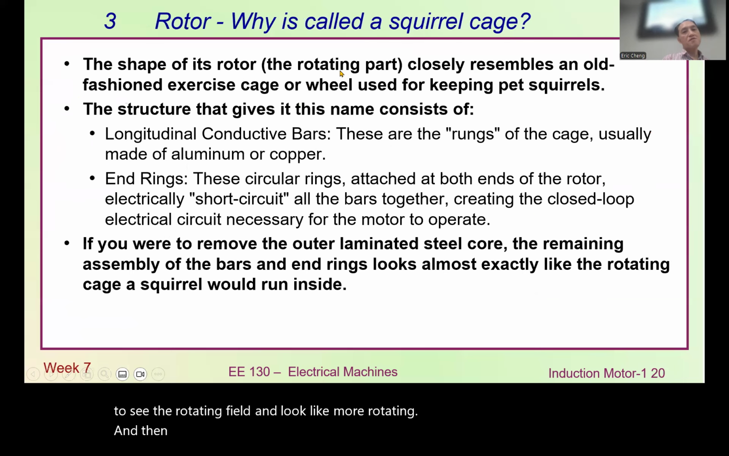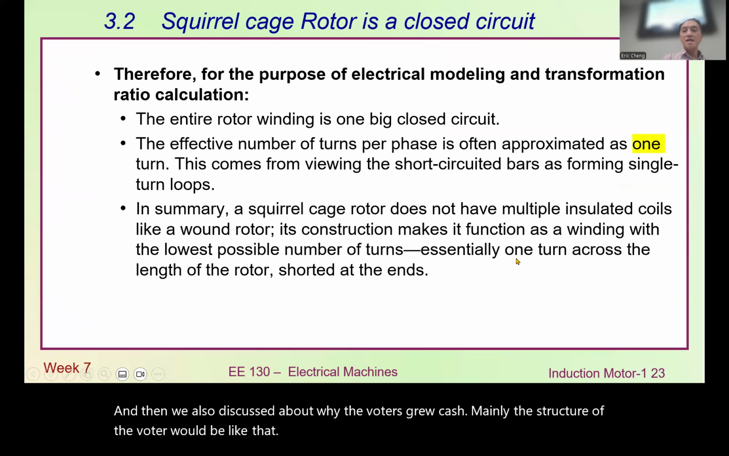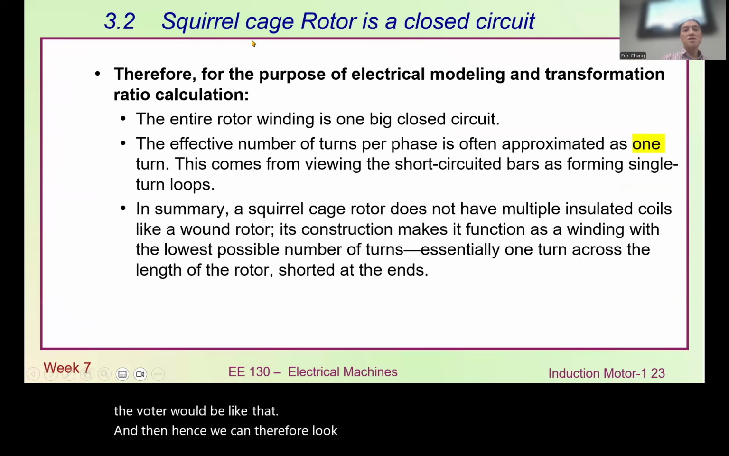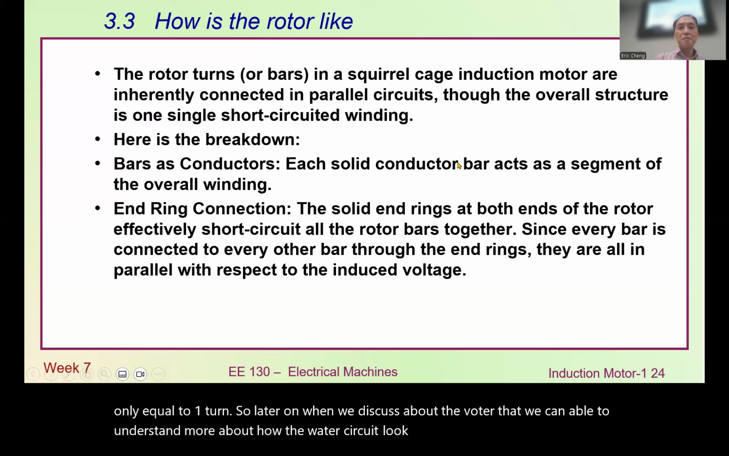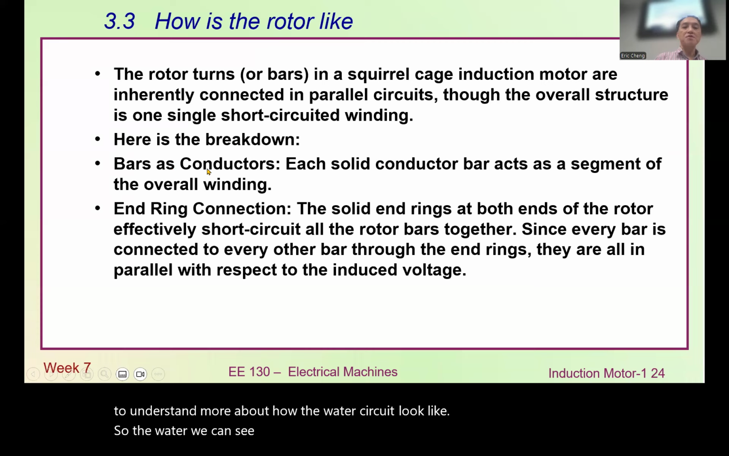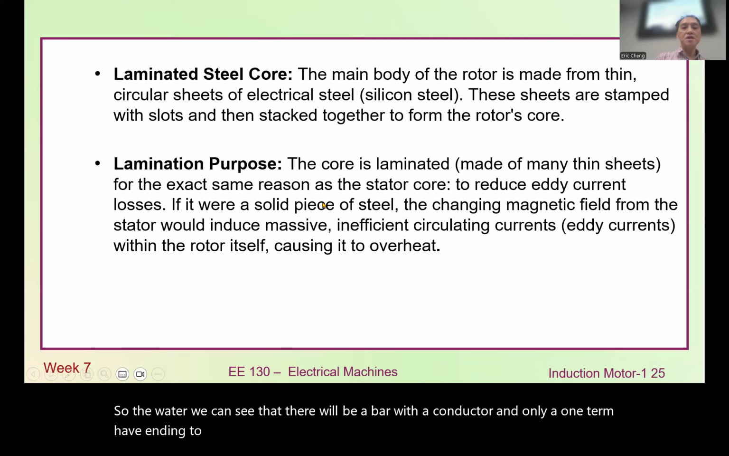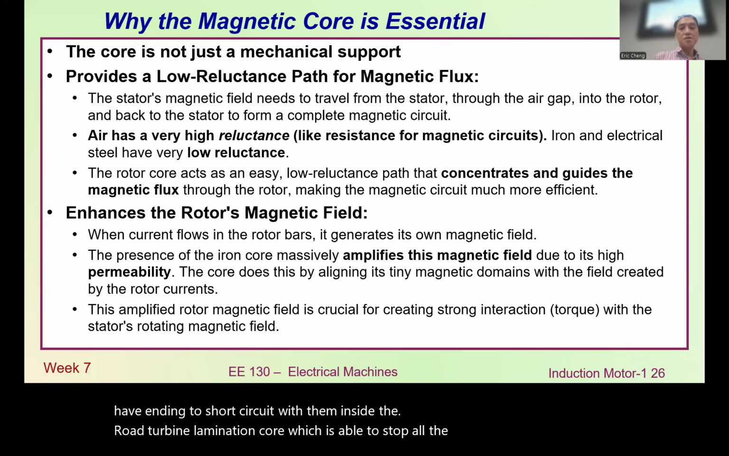And then we also discussed why the rotor squirrel cage, mainly the structure of the rotor, will be like that. Hence the rotor actually has a short circuit equal to only 1 turn. So later on, when we discuss the rotor, we will understand more about how the rotor circuit looks like. The rotor has a bar with a conductor, only 1 turn, with an end ring to short circuit them. Inside the rotor, we have a lamination core, which is able to stop all the eddy current inside the core.